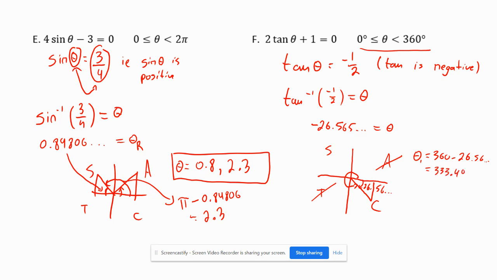For the second one, we're in the S quadrant, and that means this guy over here. And so I'm going in this direction here, but that's going to be the 26.5 dot dot over here. So to get this angle, I need to go 180 minus my reference angle.